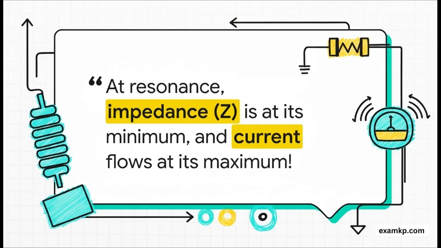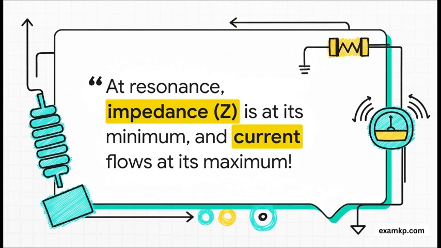And here's why that is so incredibly important. This is the golden rule. When those two reactances cancel out, what's the only thing left fighting the current? Just the plain old resistor. That means the circuit's total opposition, its impedance, drops to the lowest it can possibly be. And what does Ohm's law teach us? When opposition is at a minimum, current flows at its absolute maximum.